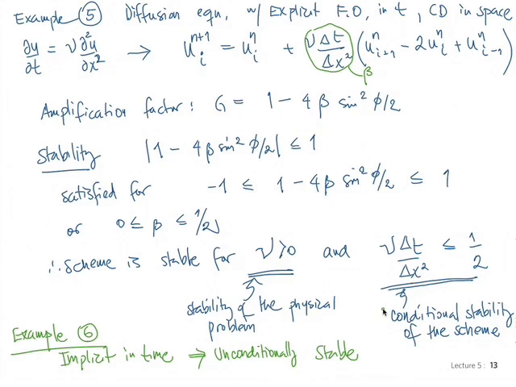And if c is very large, like the speed of sound, it means that your delta t has to be very, very small, like 10 to the minus 6 or something like that. And then you're in very bad shape if you want to use one of these schemes. On the other hand, implicit schemes have no restriction on the time step. So they will be more useful for these applications.